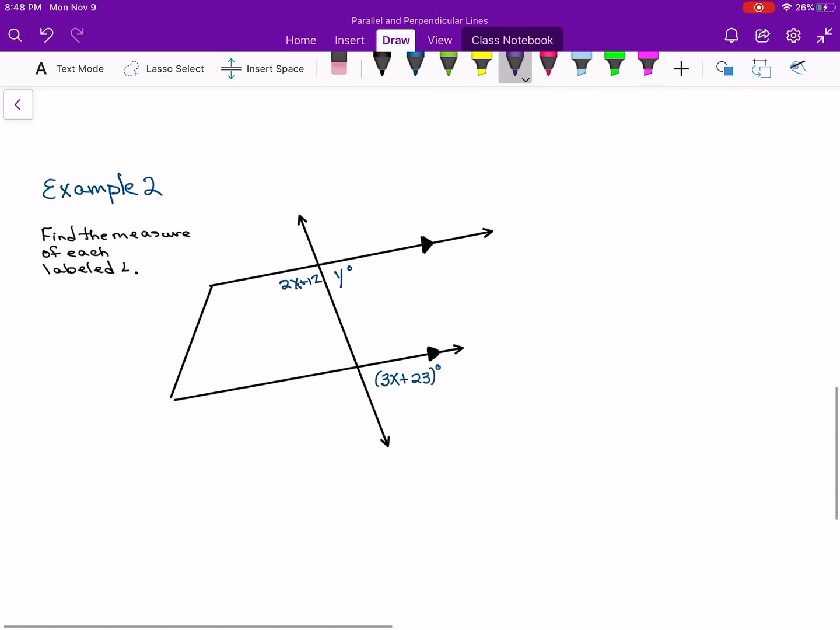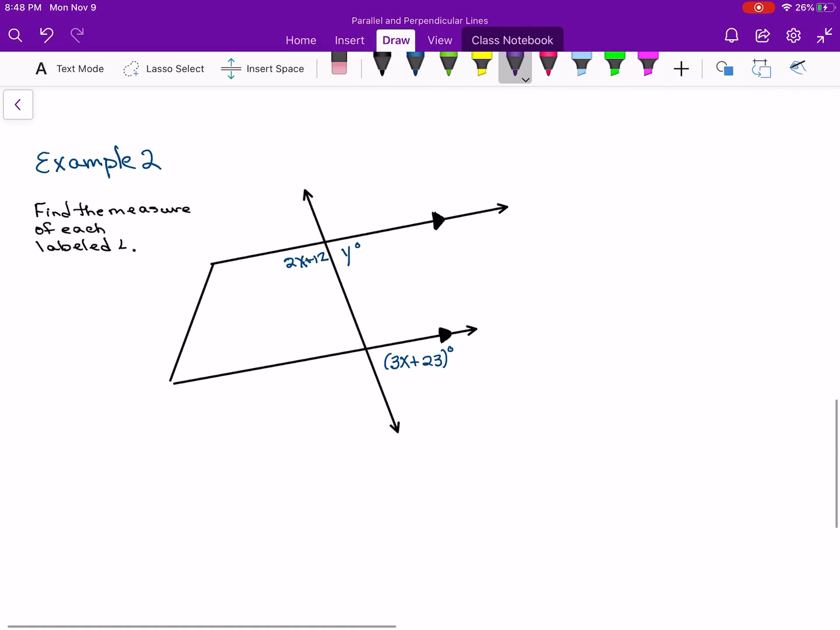All right, one more example, and then I think you'll be sitting in a place where you can take off on the assignment. Example 2, we have two lines that are parallel. They're the ones with the arrowheads, and then the other line, I'm going to label it T. We can call this P and Q. T is the transversal. And it asks us to find the measure of each labeled angle. So we actually have 3 angles that we need to find.